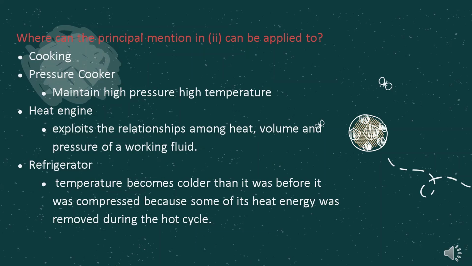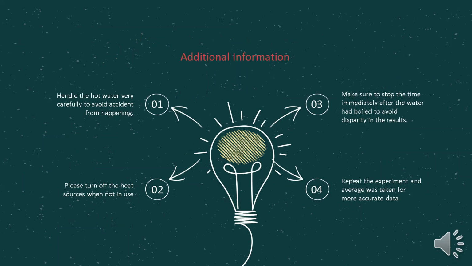So where can the principle mentioned, which is the conservation of energy, be applied? I've listed 4, which are cooking, pressure cooker, heat engine, and refrigerator. As you can see, all of these devices exploit the relationship among heat, volume, and pressure of a working liquid. A few additional pieces of information need to be noted when doing this experiment, and I have compiled them in here.